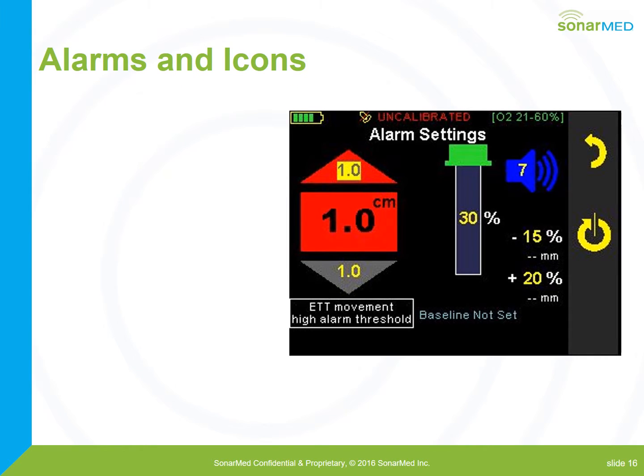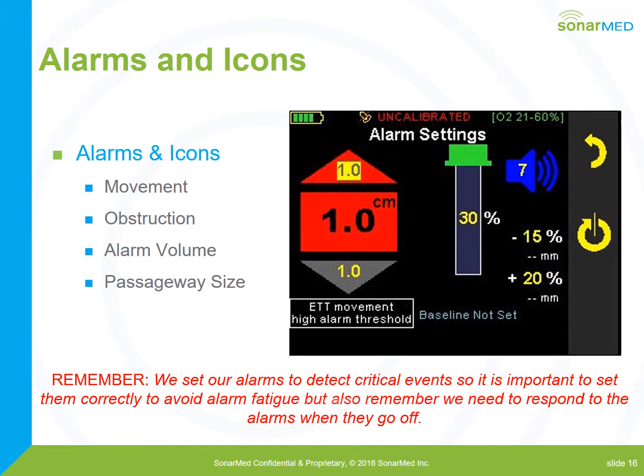Let's talk a little bit about the alarms, what you see on the alarm screen. You can set alarms for movement, obstruction, and passageway size, or the size of the diameter of the trachea. And then you also can set your alarm volume.